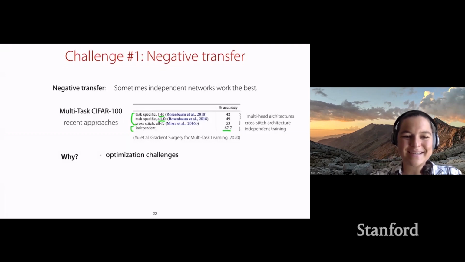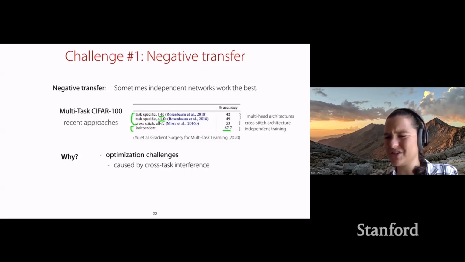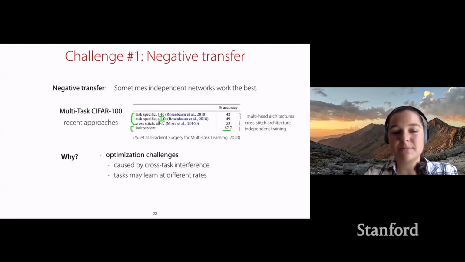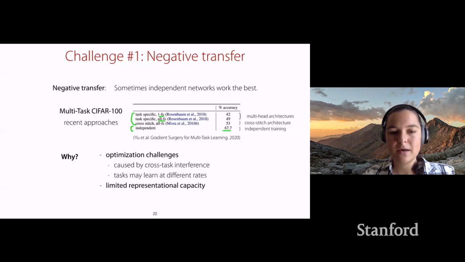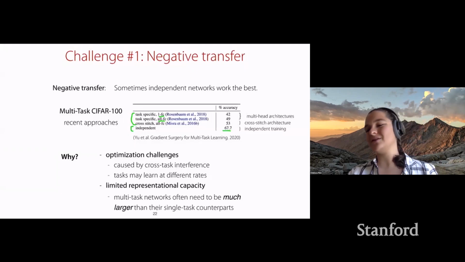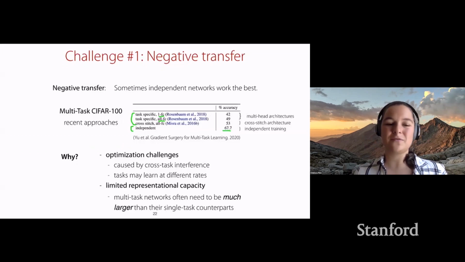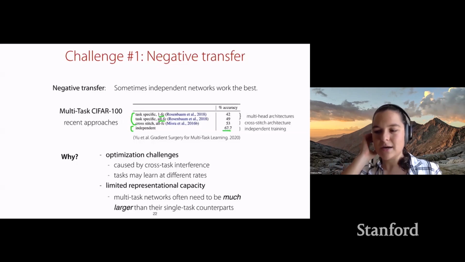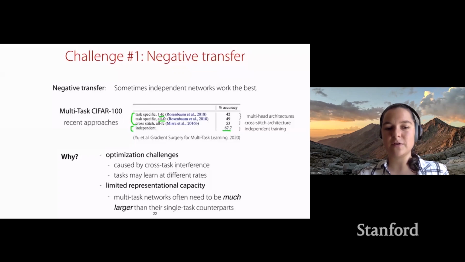Why does this happen? This can happen for a few different reasons. It can happen for optimization challenges caused by interference between different gradients. It's also maybe that different tasks learn at different rates, and maybe one task learns a lot more quickly and uses up a lot of the capacity before the other task is being learned. It may also be an issue of limited representational capacity. It's often the case that multitask networks need more capacity than their single task counterparts. This can also have to do with the optimization challenges, because if you have a larger network, it may be easier to optimize. And changing these two things, increasing capacity, changing the optimization or changing the architecture in some way, can alleviate issues of negative transfer.